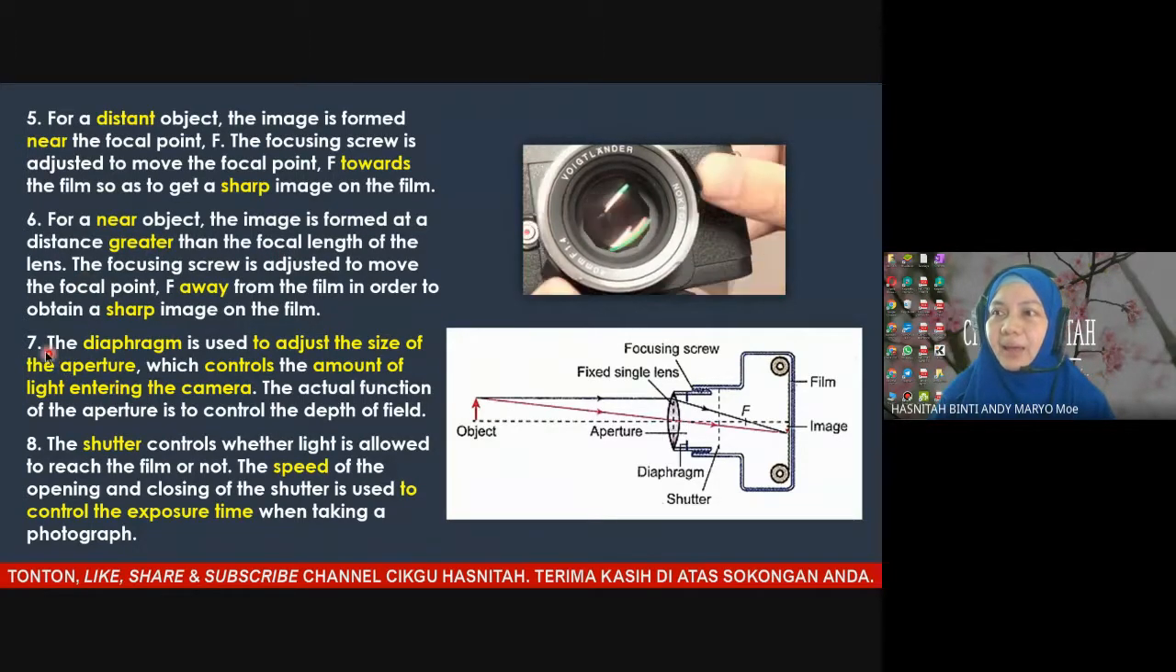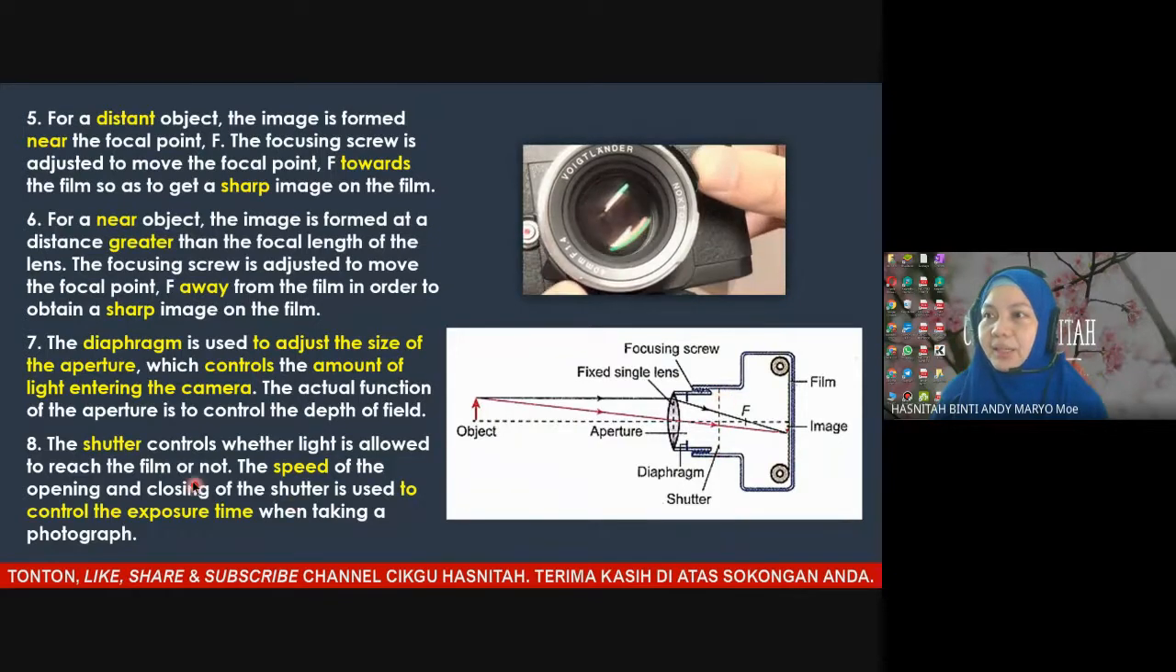Okay, and number 7, this is the function of the diaphragm. You can highlight: the diaphragm is used to adjust the size of the aperture, which controls the amount of light entering the camera. So the aperture is like the door to the camera. So light enters from this part. We can adjust the size of the aperture by adjusting the diaphragm.